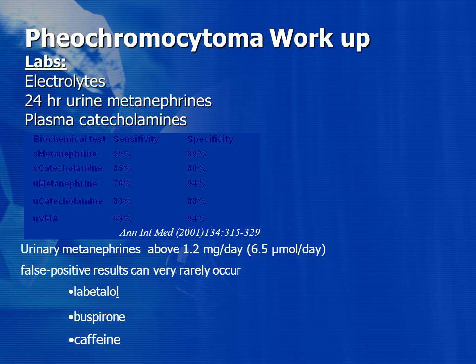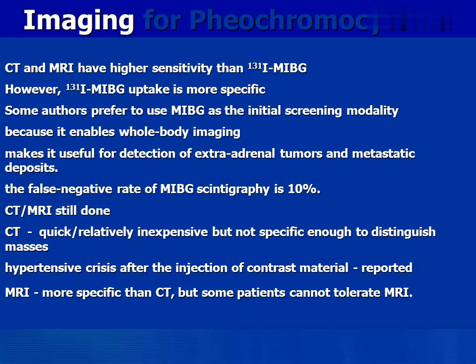Pheochromocytoma workup. Labs: electrolytes, 24-hour urine metanephrines, plasma catecholamines. Urinary metanephrines above 1.2 mg/day, 6.5 micromoles/day. False positive results can very rarely occur, for example with labetalol, buspirone, caffeine. Imaging for pheochromocytoma.